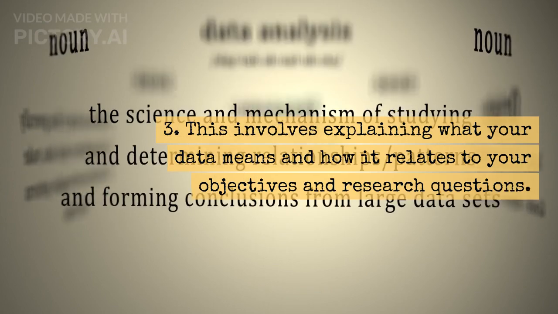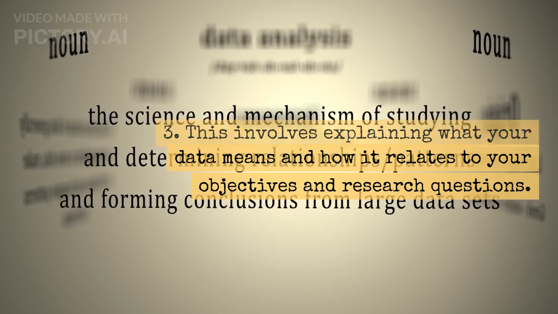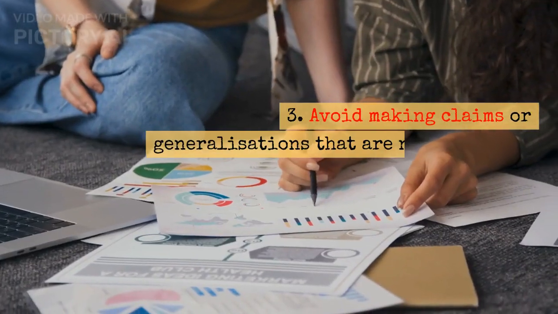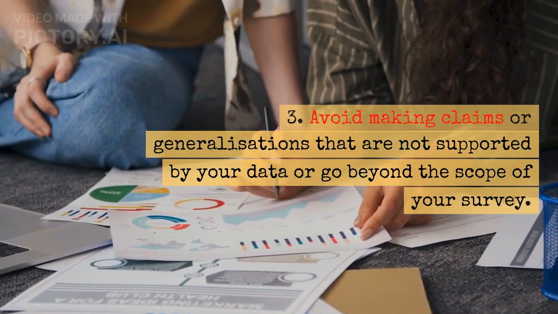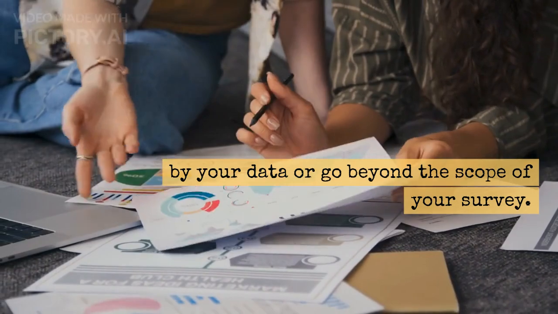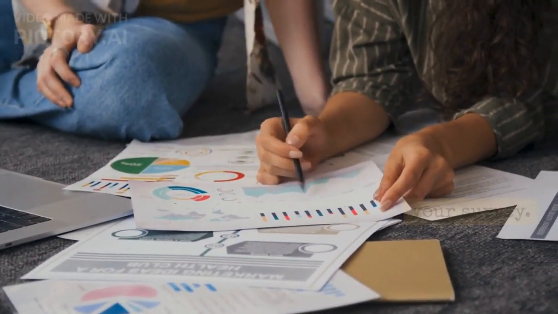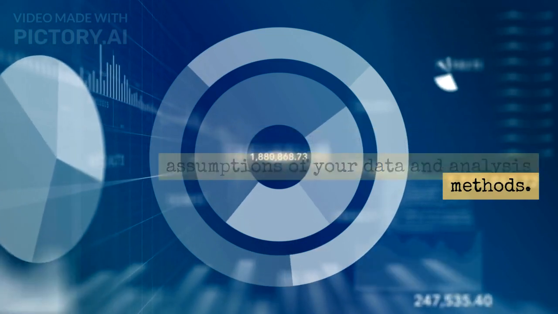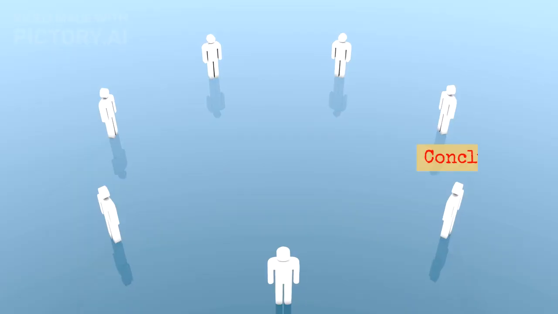Interpret your data with caution and context. This involves explaining what your data means and how it relates to your objectives and research questions. Avoid making claims or generalizations that are not supported by your data or go beyond the scope of your survey. Consider the limitations and assumptions of your data and analysis methods.